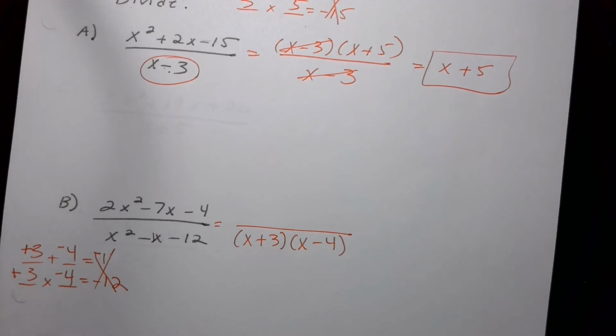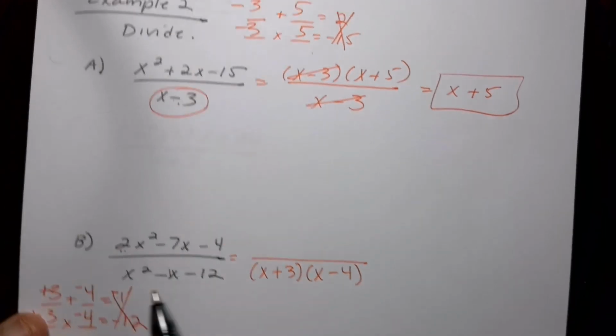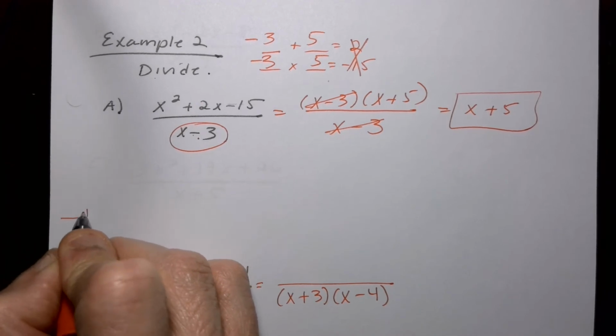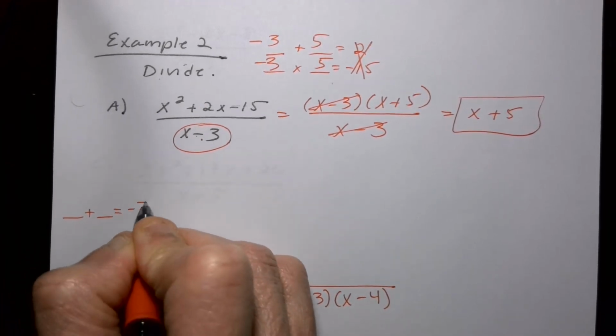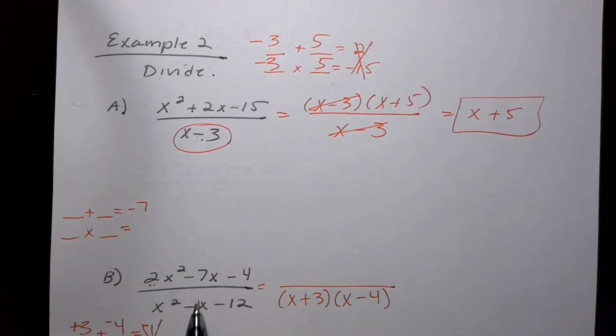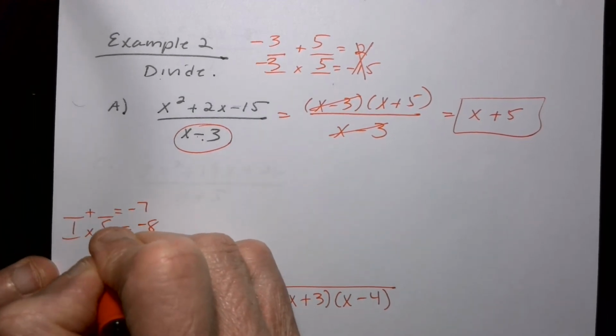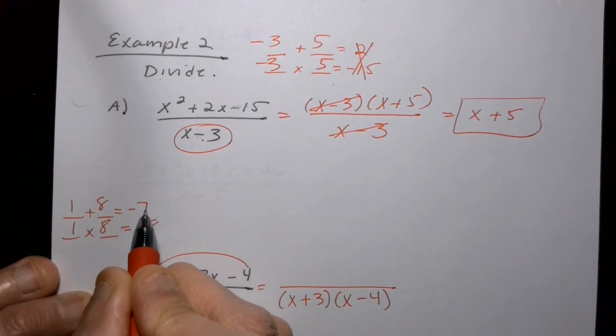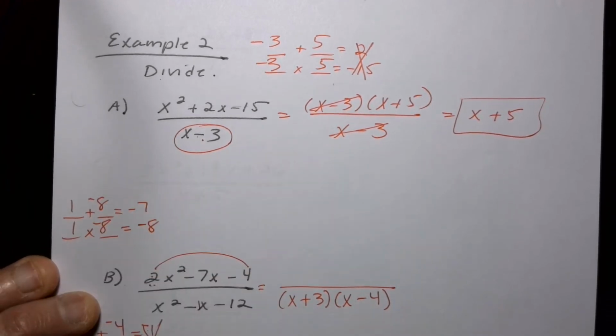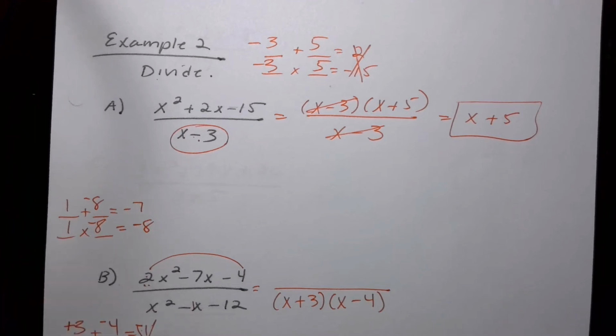But remember, the top one is a little trickier because of this. We start off the same, saying what plus what equals negative 7. Let's get that this time. And what times what gives you a negative 8. And what is our answer there? 1 and 8. This has to be negative, and so does that. So does that work? Yes.